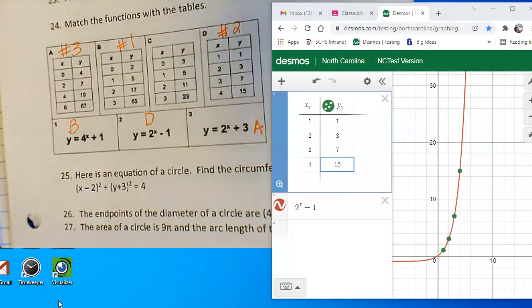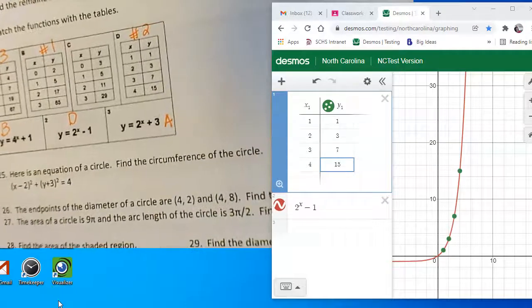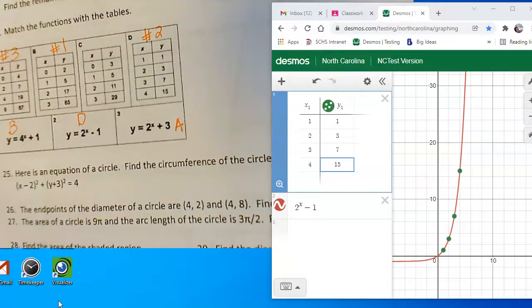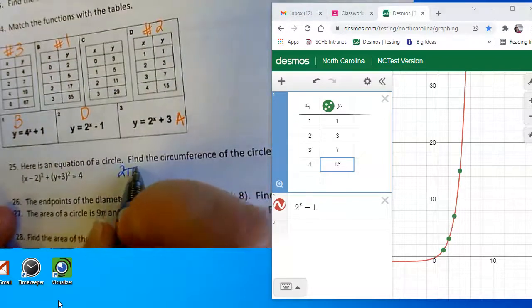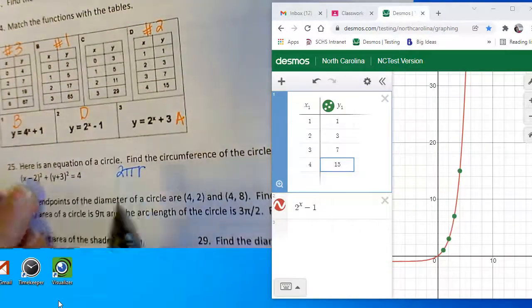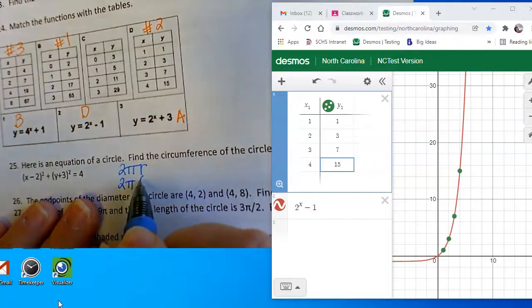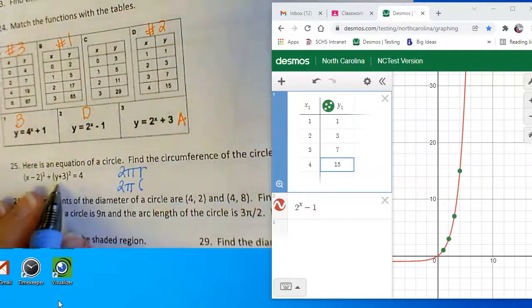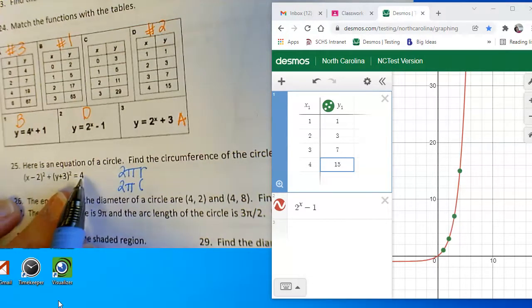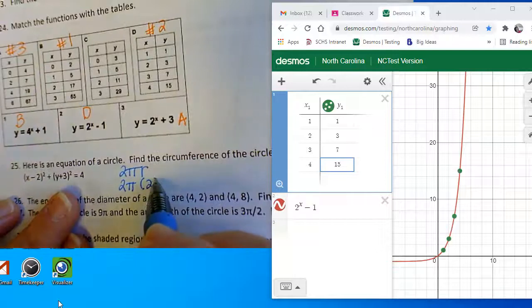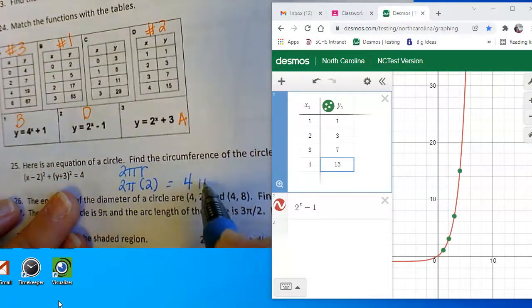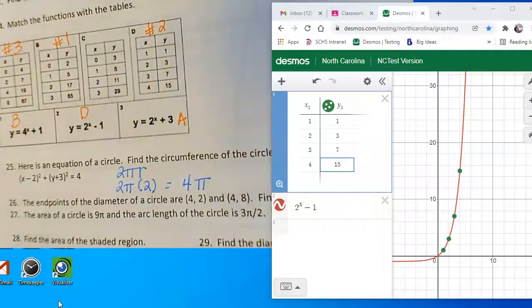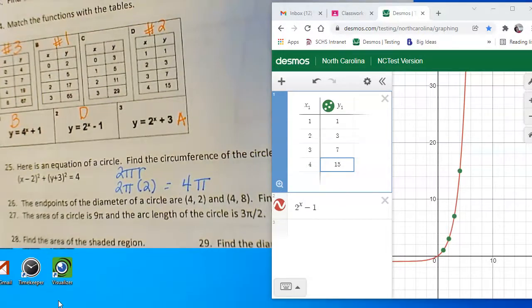Alrighty, so the next question is asking me to find the circumference of the circle, and this is where it's important to know those formulas that we've talked about. The circumference is 2 pi r, and although they don't tell me r, they give me the equation. You could graph it if you wanted to find r, or just know that r is the square root of 4, so r is 2. And so in this case, the circumference is going to be 4 pi, or you could put 4 pi in and find that decimal. Be about 12 or 13.